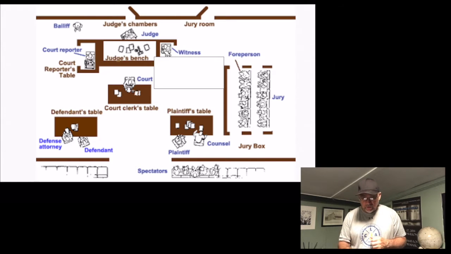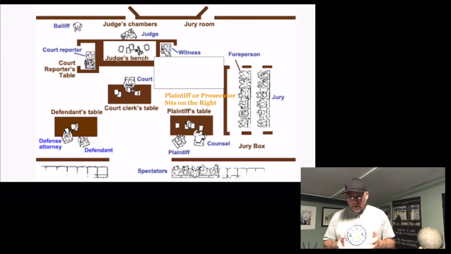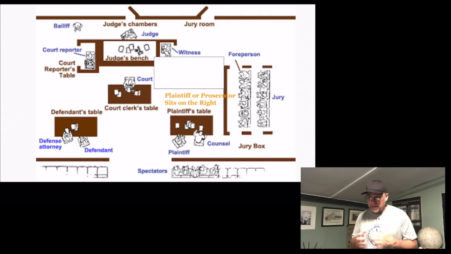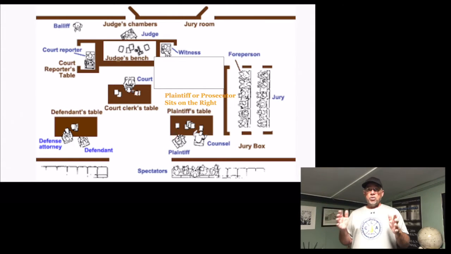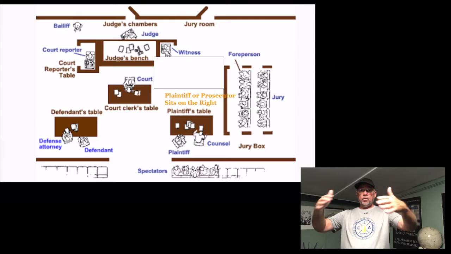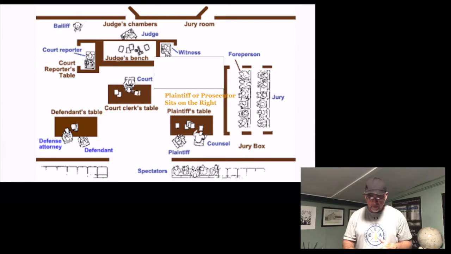And some of the things that you see there, and some of these people we've already talked about, okay? But one of the things I want you to understand is the plaintiff or the prosecutor always sits on the right side, okay? So the right side, which would be the left of the judge. And that way, anytime you go into a courtroom, the judge always knows who's on what side, okay? So that's the plaintiff or the prosecutor.